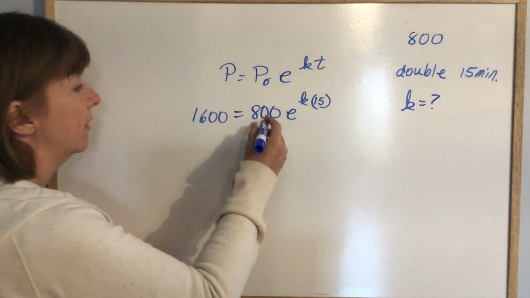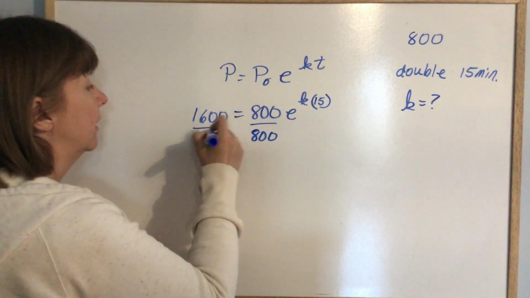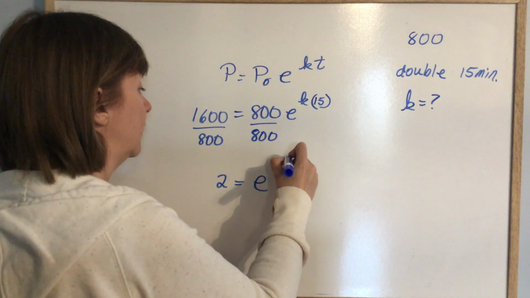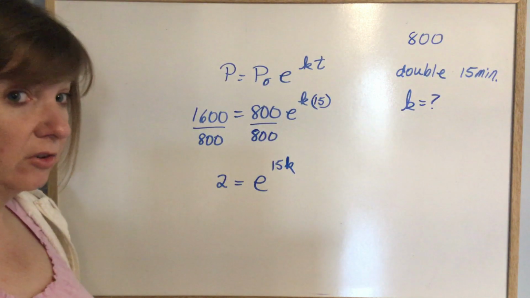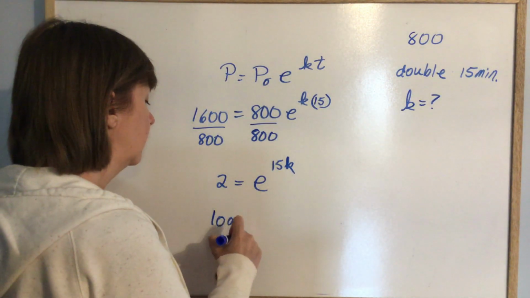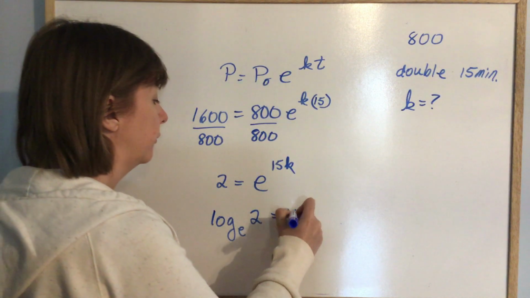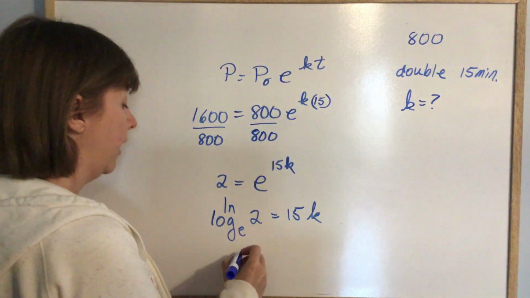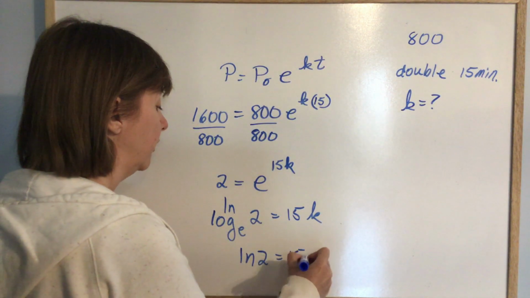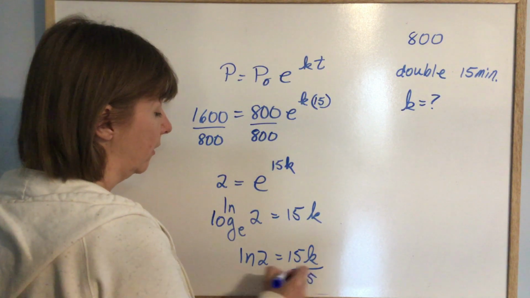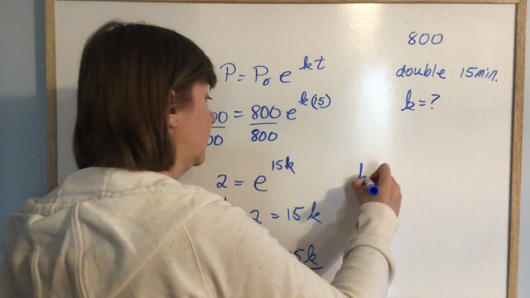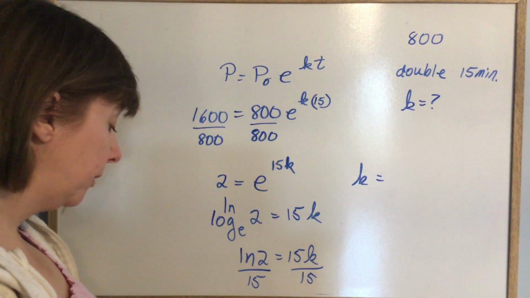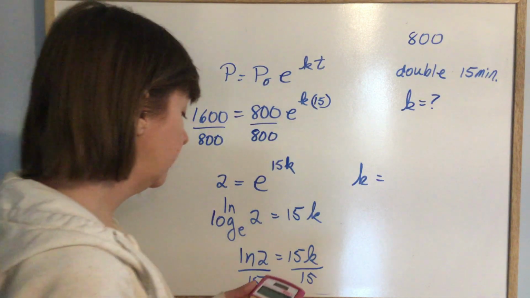So if it's 15 minutes, I'm going to divide this side by 800, so I have 2 is equal to e to the 15k. I would change this into logarithmic form. Log base e of 2 is 15k. Log base e is really just ln. So I have ln 2 equals 15k. If I want to know what k is, I'm just going to divide both sides by 15. And if I do ln 2 divided by 15, I get 0.0462.